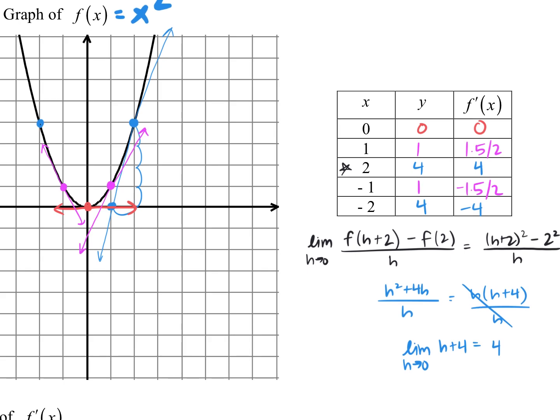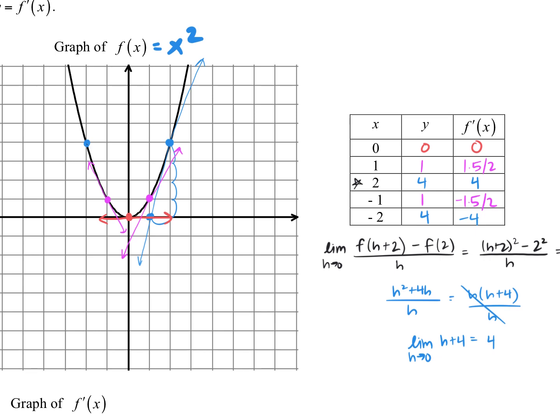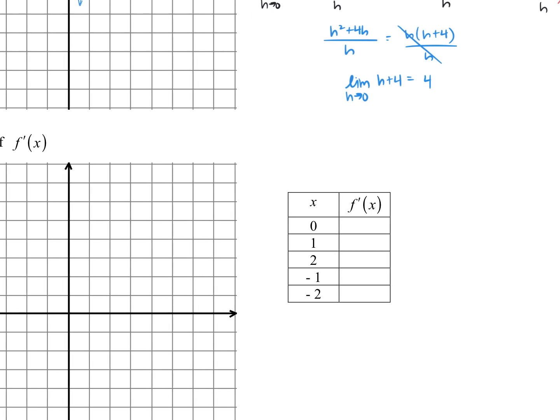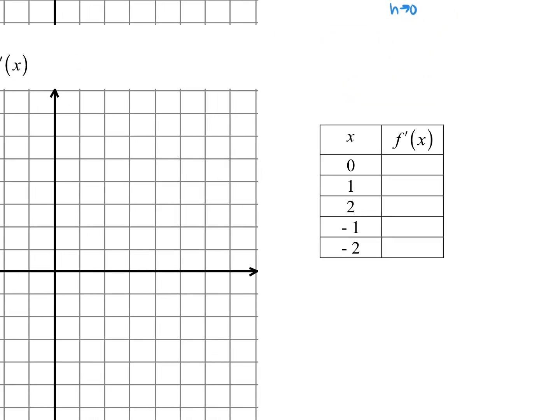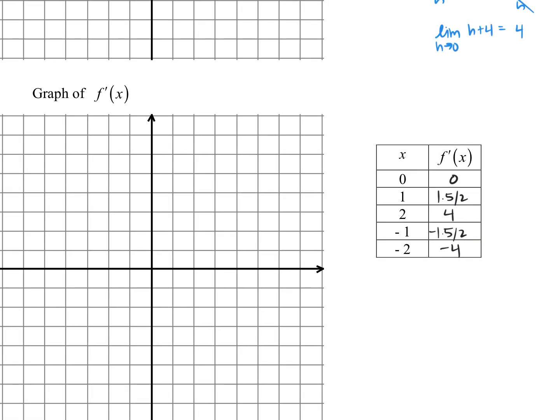Okay, so I'm going to take all of those values of our derivative and bring them down to our next function, because we are going to graph the derivative function of f of x equals x squared. So I'm going to write these values down again. I've got 0, 1.5 or 2-ish, and 4, -1.5 or 2-ish, and -4, okay? So this is my derivative graph. f prime of x stands for our derivative.